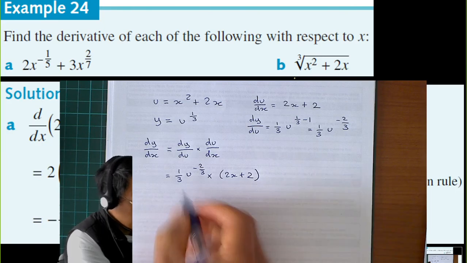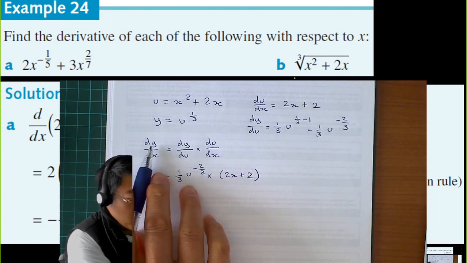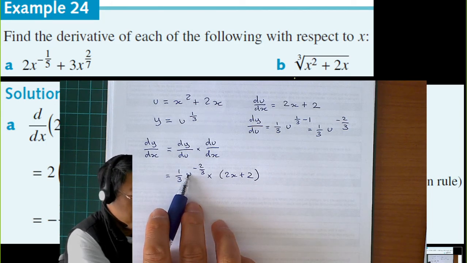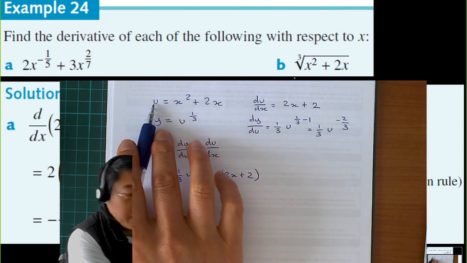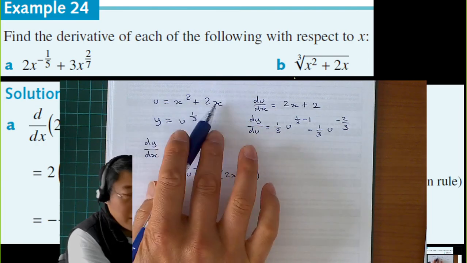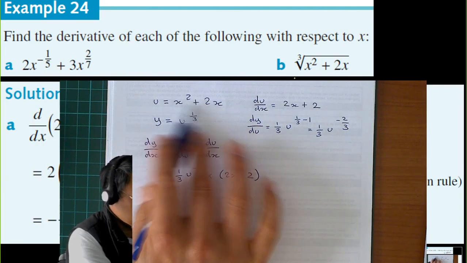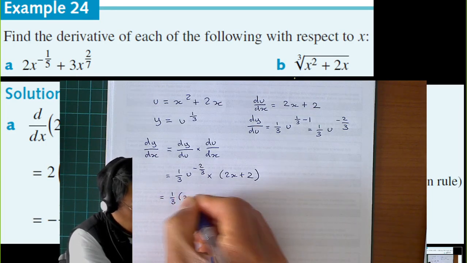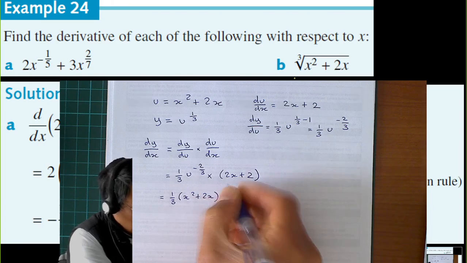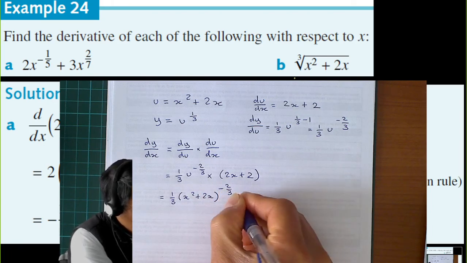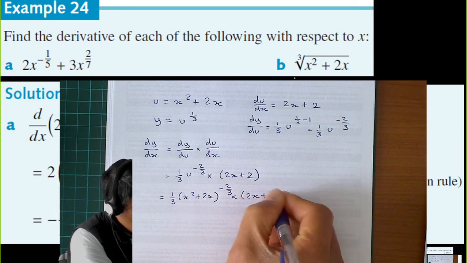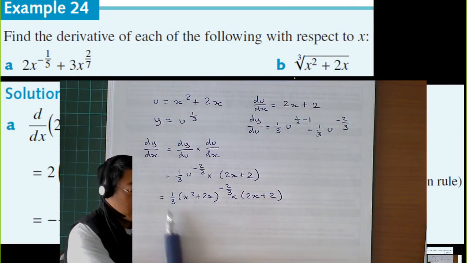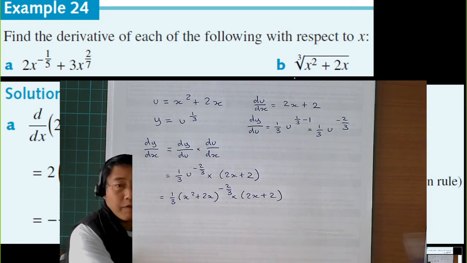Okay? And now, remember that dy over dx needs to be a function of x. So we have a u here. We defined u to be that expression in terms of x. So I need to substitute u by this expression. So that gives me 1/3 times x squared plus 2x to the power of negative 2/3, times 2x plus 2. Okay? So that's your derivative in terms of x.